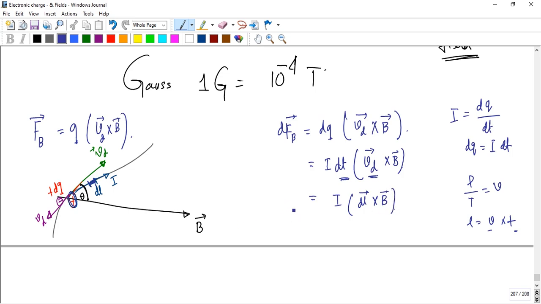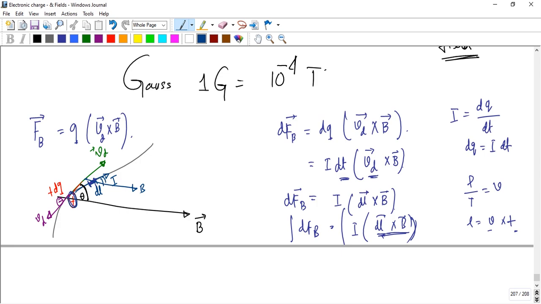So that's dFB. Now if we integrate both sides, integrating dFB, we get I dl cross B. That's the integration here, because that's dl, and it is a cross product. So dl cross B, the cross product along the same path, is very important.